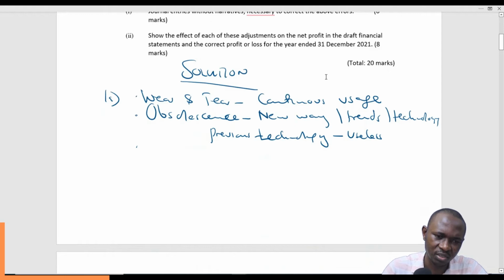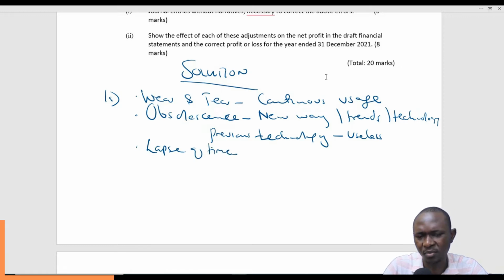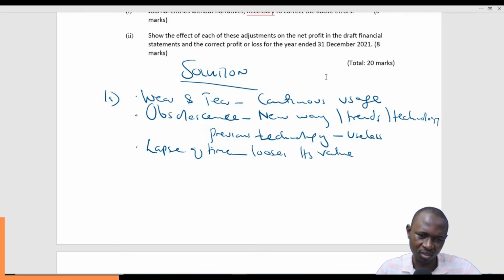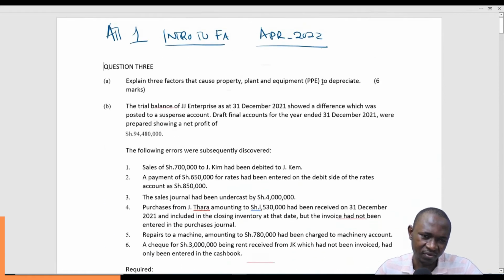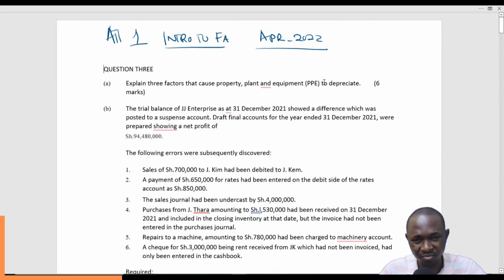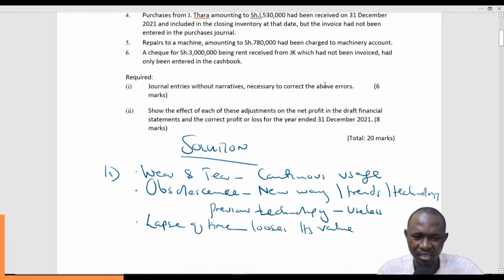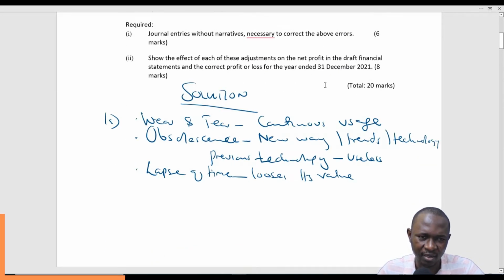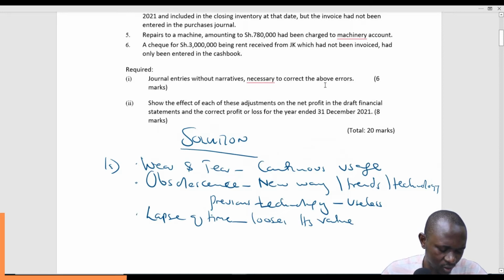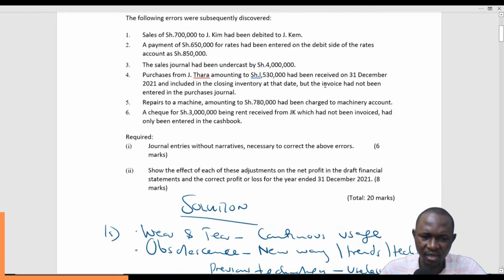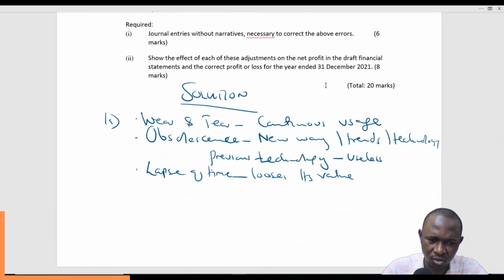The other reason for depreciation is just lapse of time. As time goes by, the asset loses its value. Definitely the asset loses its value, whether it's being used or not being used, and that can be a reason for depreciation. The other reason is depletion or exhaustion.